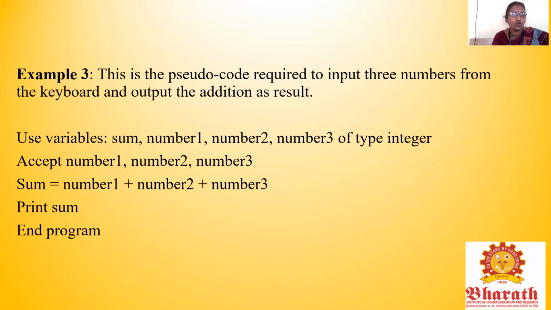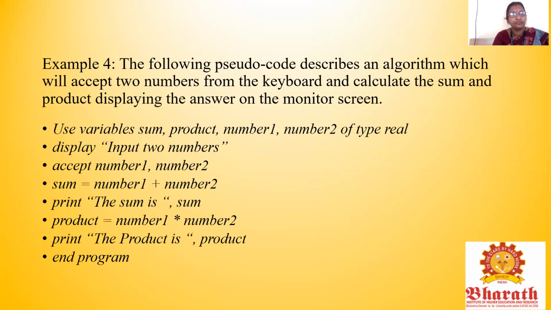The next one is pseudocode required to input 3 numbers from the keyboard and output the addition as a result. Use the variables sum, number 1, number 2, number 3, and accept the numbers 1, 2, 3 from the keyboard. Sum equals number 1 plus 2 plus 3. Print the sum value in the program. So this is a simple logic, a simple pseudocode required to input 3 numbers, written with very simple statements.